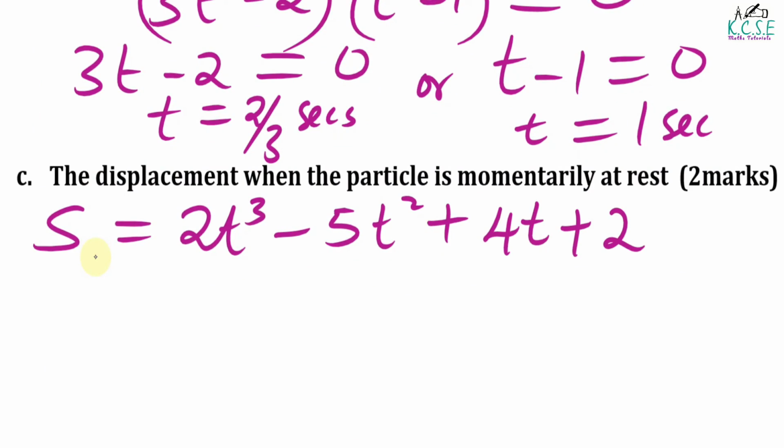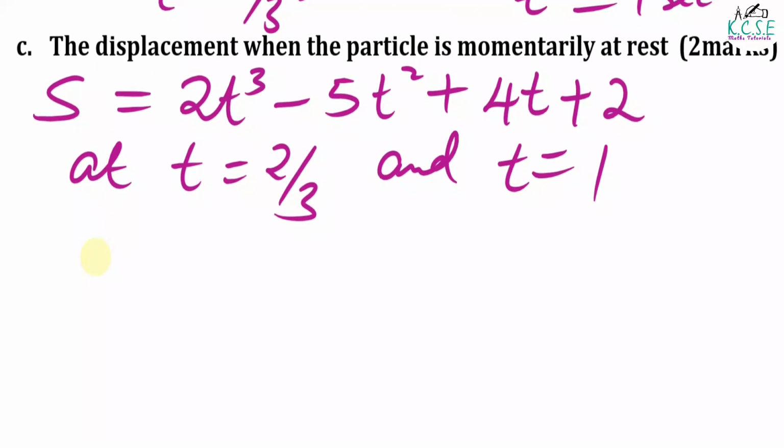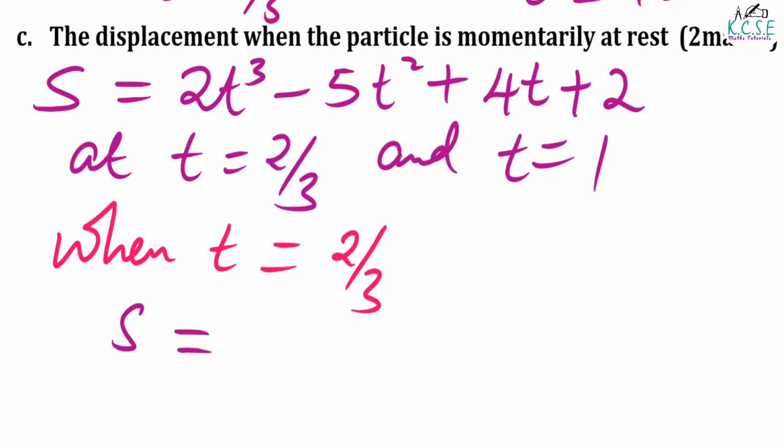So that is the expression that we are going to use. Now, since we have obtained two instances when the particle will be at rest, the particle will be at rest at t equals 2/3 and when t equals 1. So we begin with the first one. When t is 2/3 seconds, what is the value of s, which is the displacement? Therefore we substitute the value of t in this expression of displacement.